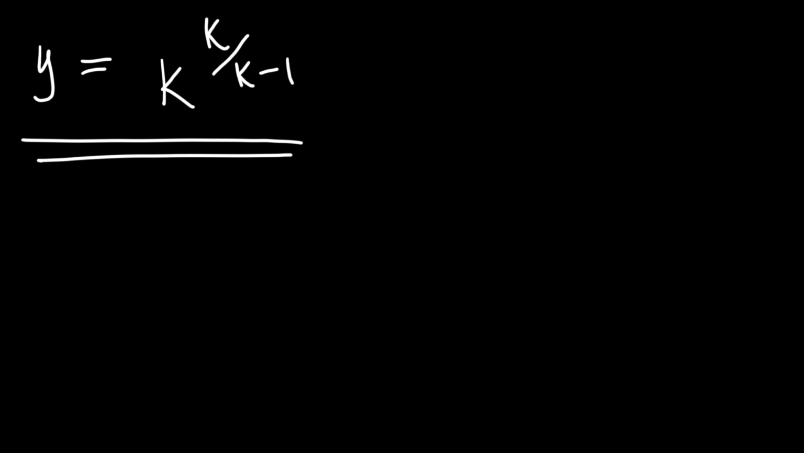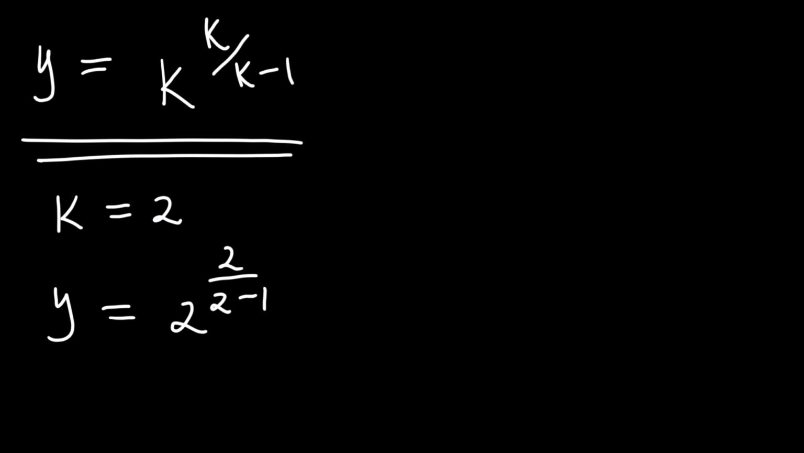Now let's put in some values and see if we can find the values of x and y. Remember that we had made an assumption that k cannot be equal to 1. So if we let k be equal to 2, then y will be equal to 2 raised to the power of 2 divided by 2 minus 1. And so y will be equal to 2 raised to the power of 2 divided by 1. And this will be equal to 4.